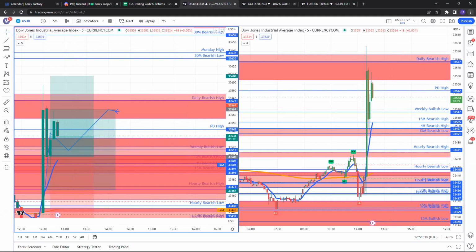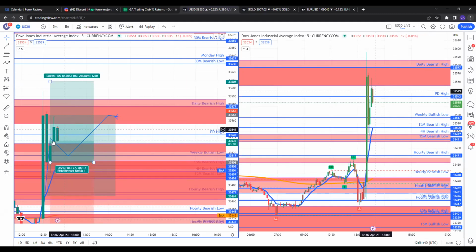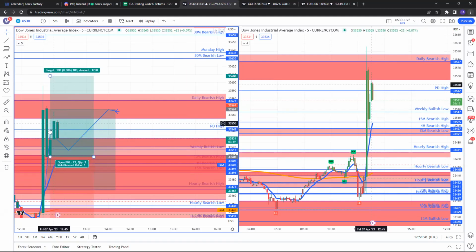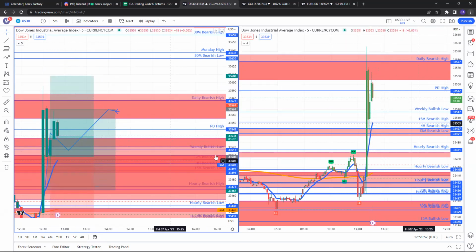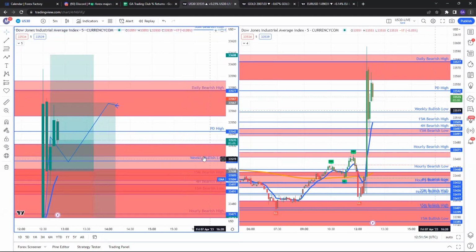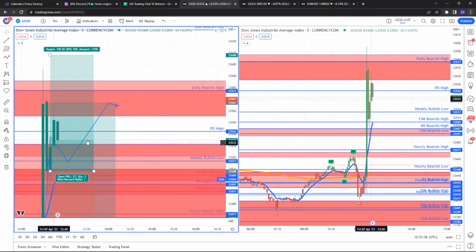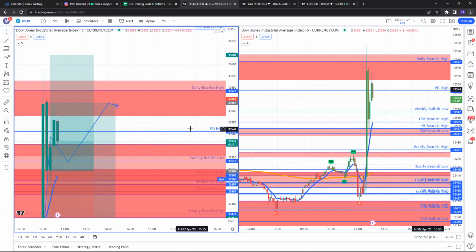So I'm still at break even on this trade. This candle did not play out how I expected, because normally after the retracement, you want either of these two candles to be a massive, massive bullish candle. But this weekly bullish low is where price is being attracted to. I'm still holding this trade at break even. So if I'm hit with break even, I'll just be at break even for the day.